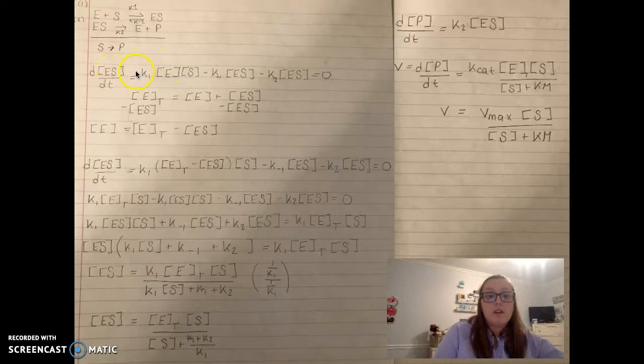and then we're going to look at this segment right here. The reason that there's no minus sign in front of it is because when you have enzyme and substrate together, you're going to yield the enzyme substrate complex, which is going to increase the concentration. So that is why it is written that way.